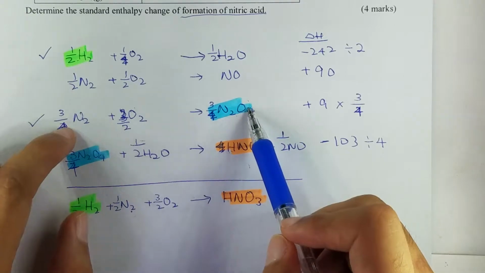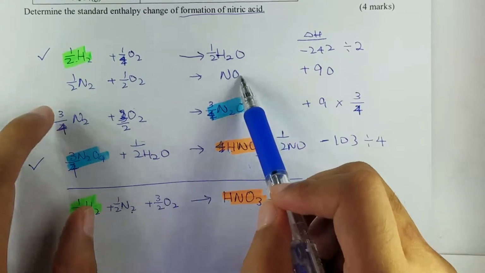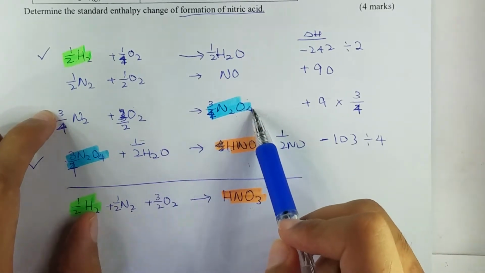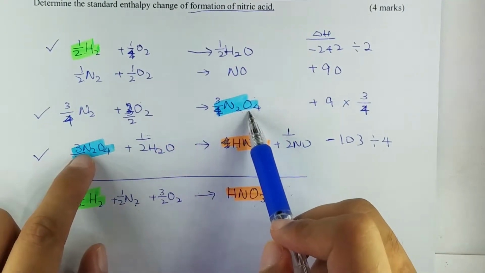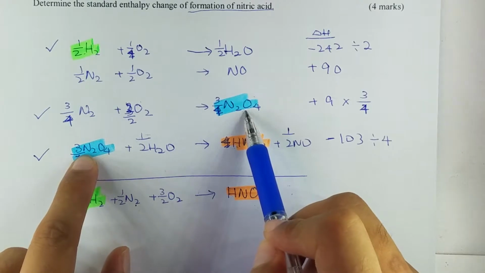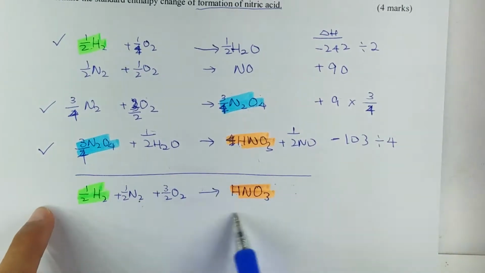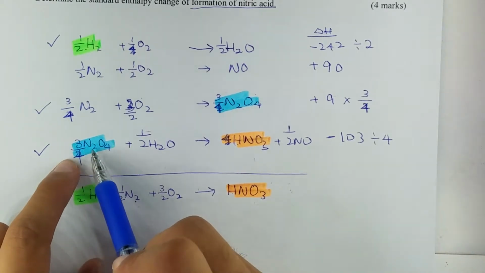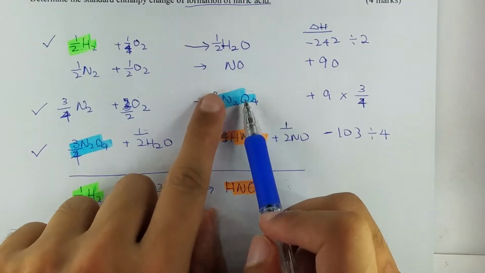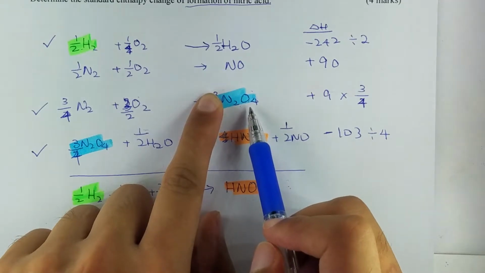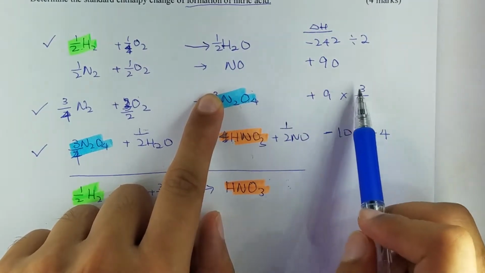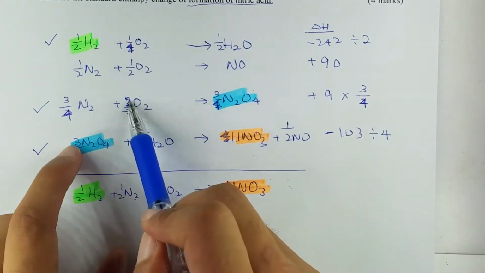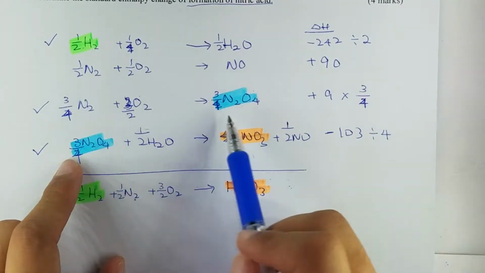Next we have to look at what we have to get rid of. So you'll notice these two equations. We got NO and N2O4. So we have to get rid of N2O4, because the final equation does not have N2O4. So we have 3 over 4 moles of N2O4. This one actually has 1 before we balanced. Okay, so therefore we have to multiply by 3 over 4. So the whole equation you multiply by 3 over 4. So you got 3 over 2, 3 over 4. And then we are done with this equation.